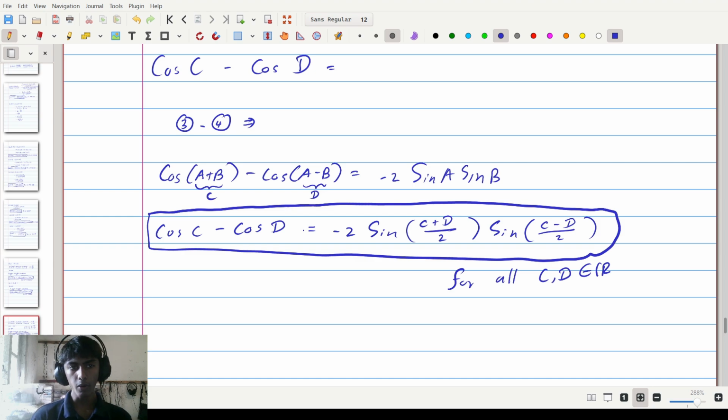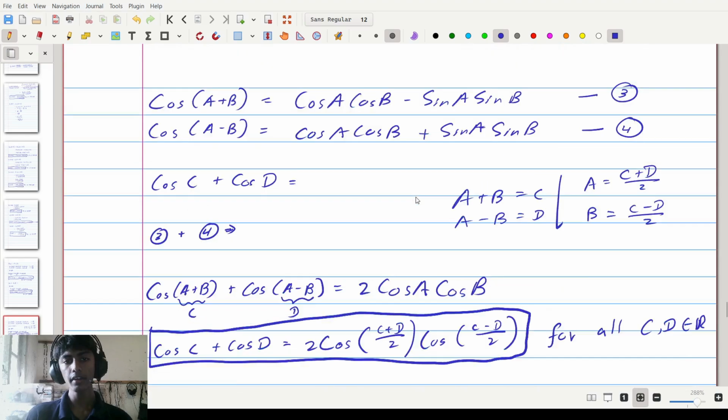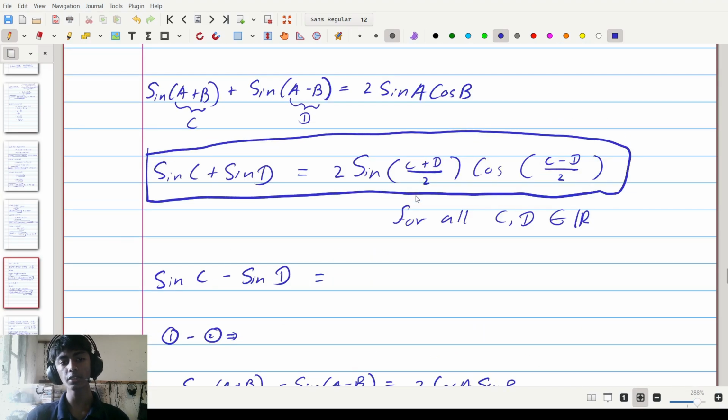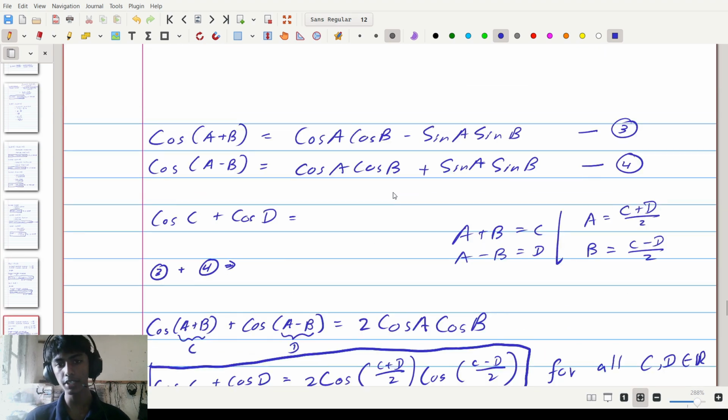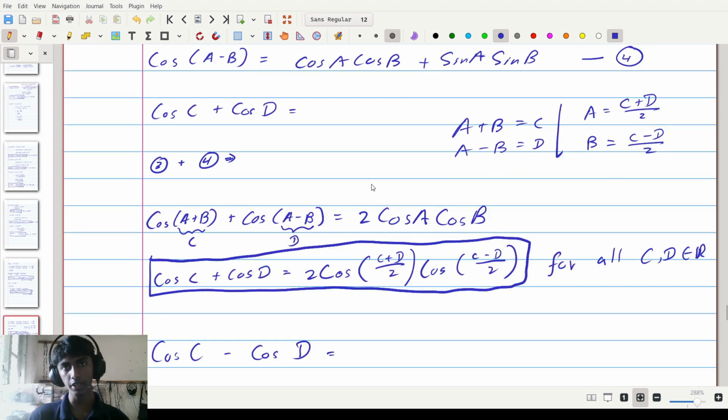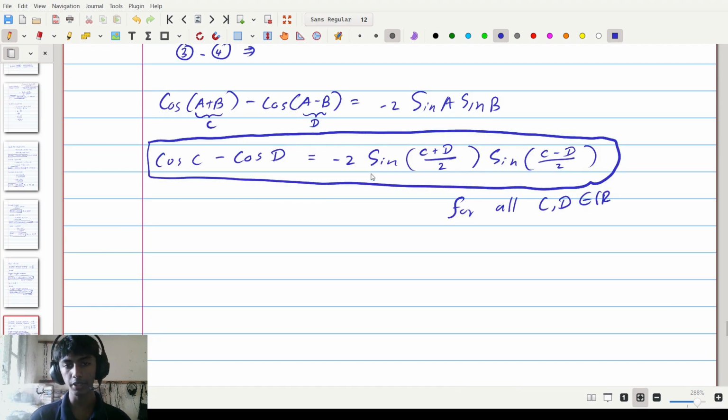So we're almost done with the set of identities that we need to know. There's another two that are special regarding triangles, which we will go through. But for now, again, try to go back to each of these four: sine of C plus sine of D, sine of C minus sine of D, cosine of C plus cosine of D, and cosine of C minus cosine of D.